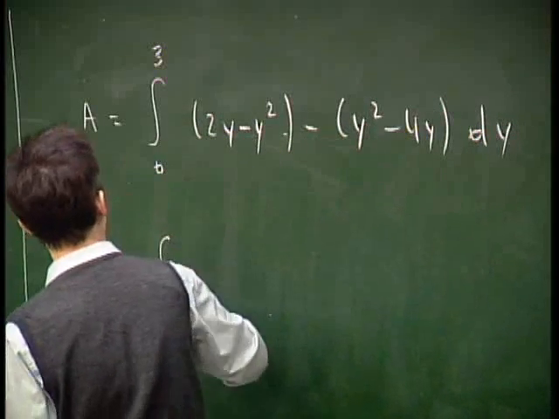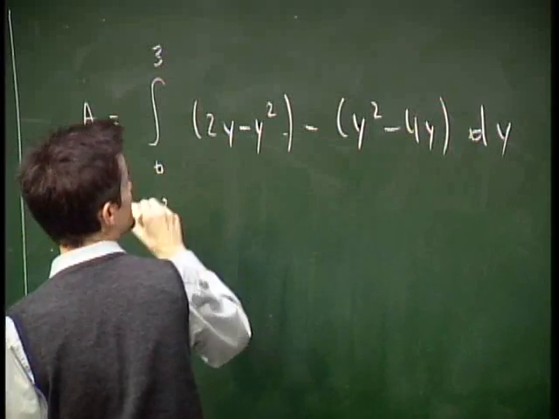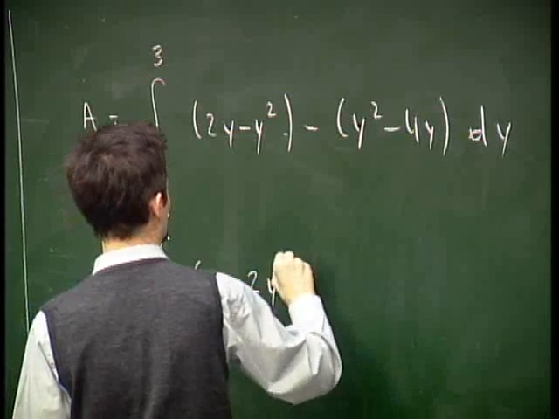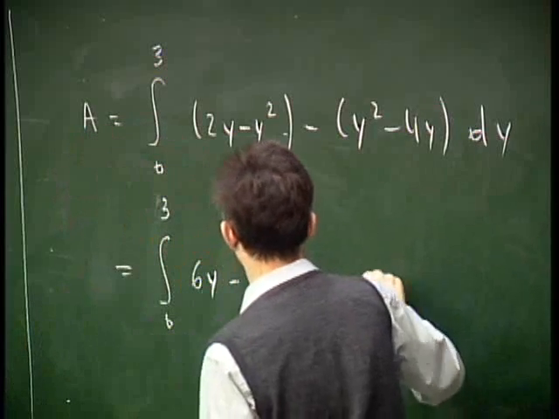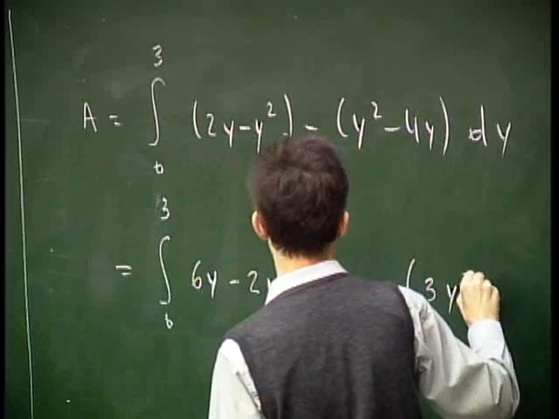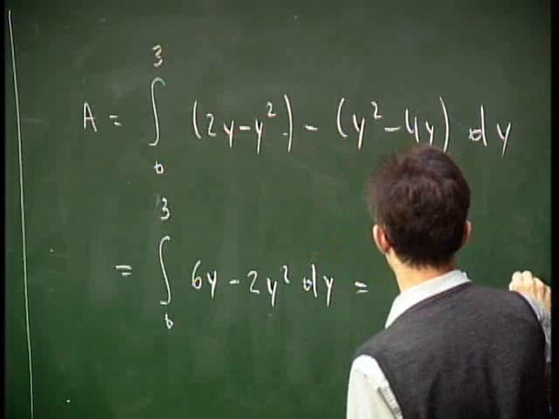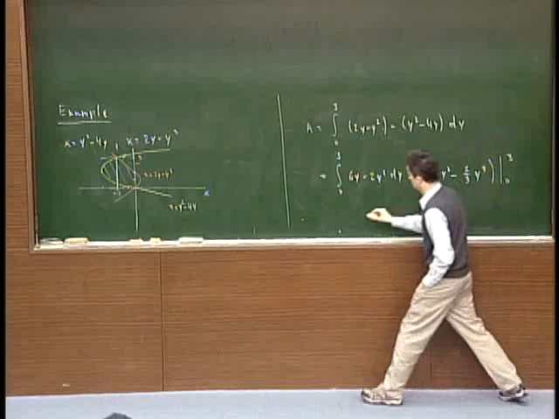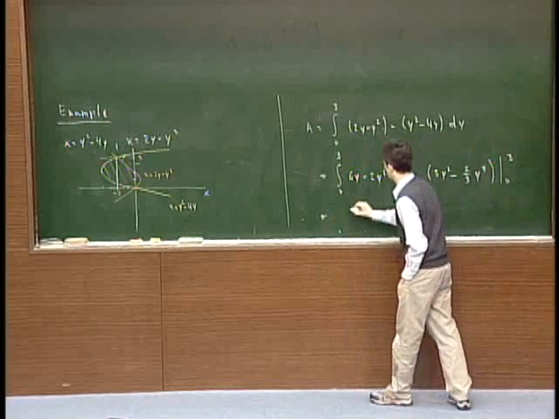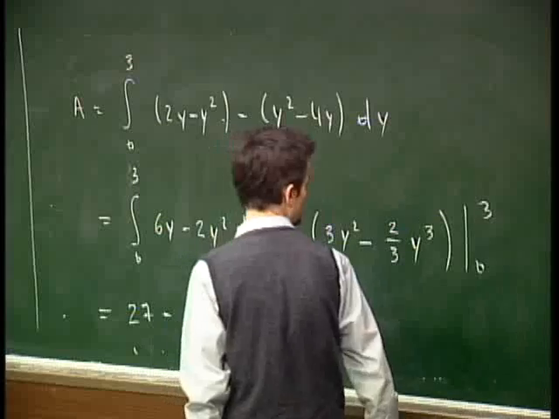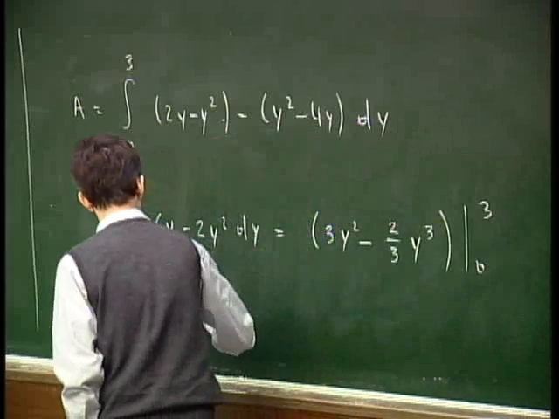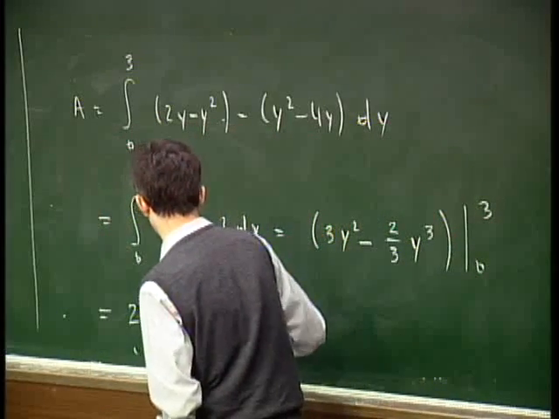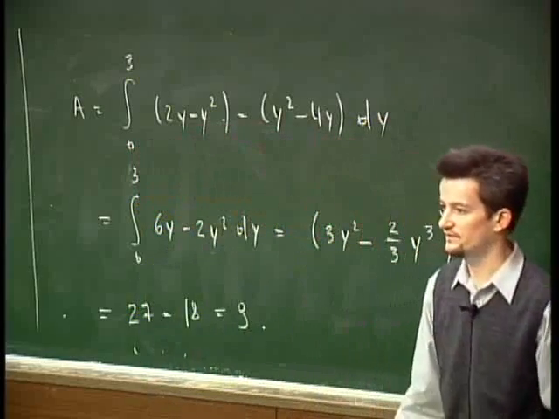Okay, and this is not so complicated to compute. So you have here the integral of 6y minus 2y squared dy, so this gives 3y squared minus 2 over 3 y to the cube, evaluated at 0 and 3. So you have 27 minus 18, and at the lower limit you have 0, so this is 9. Okay, so this area is 9.